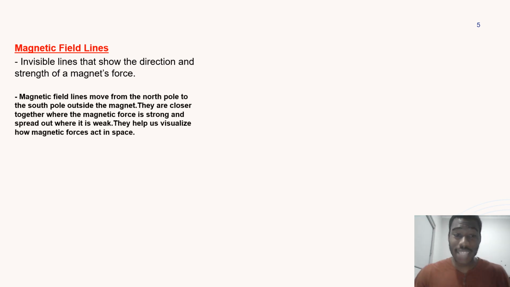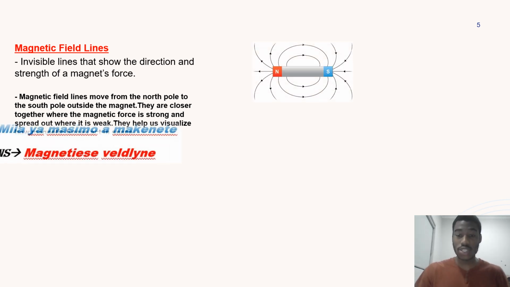Magnetic field lines move from north to south pole outside the magnet. They are closer together where the magnetic force is strong and spread out where it is weak. So they help us visualize how magnetic force acts in space. So let's look at the translations that we have.